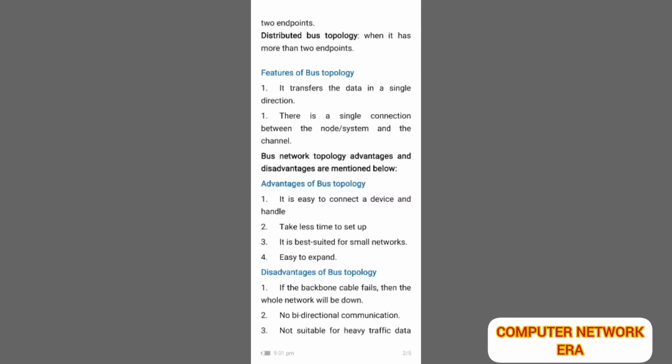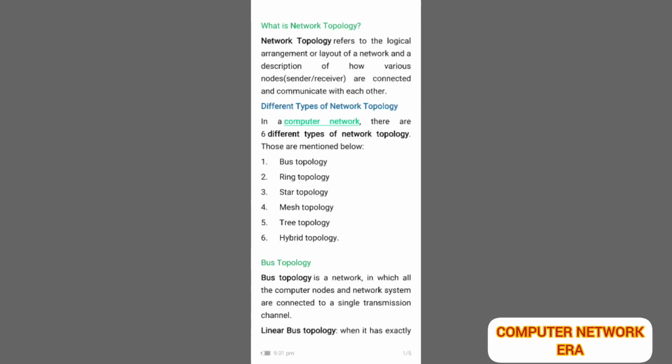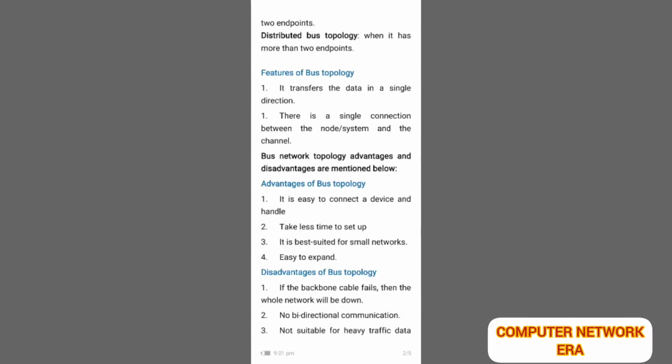The bus network topology advantages and disadvantages are mentioned below. First of all, let's discuss the advantages. It is easy to connect because it uses a single transmission medium, so we don't have to connect it with different nodes. It takes less time to set up, it is best suited for small networks like our home networks or a network in one building or on one floor, and it's easy to expand.